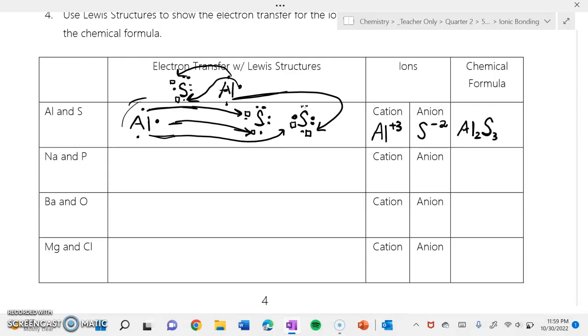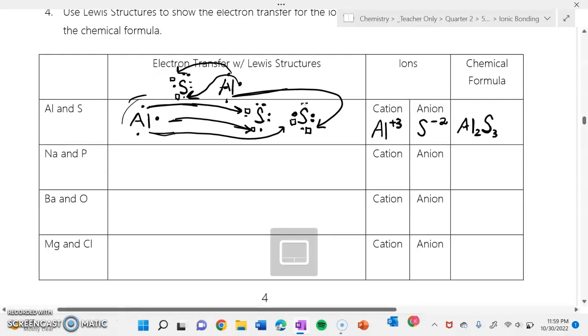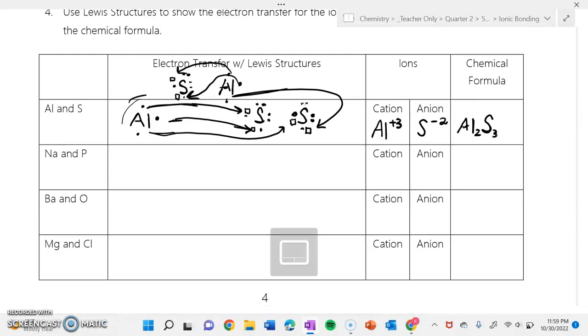The rest of these, like I said, you will never use more than 3 of an atom when you're doing the electron transfer. If you find yourself trying to do more than that, then you've made a mistake. So for the other 3, draw your Lewis structure and then transfer the electrons, write the cation and anion, and then also the chemical formula.